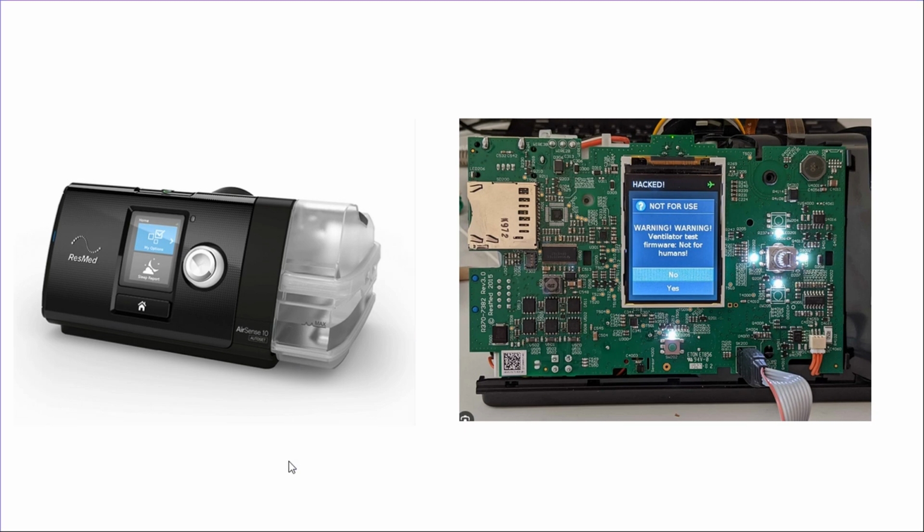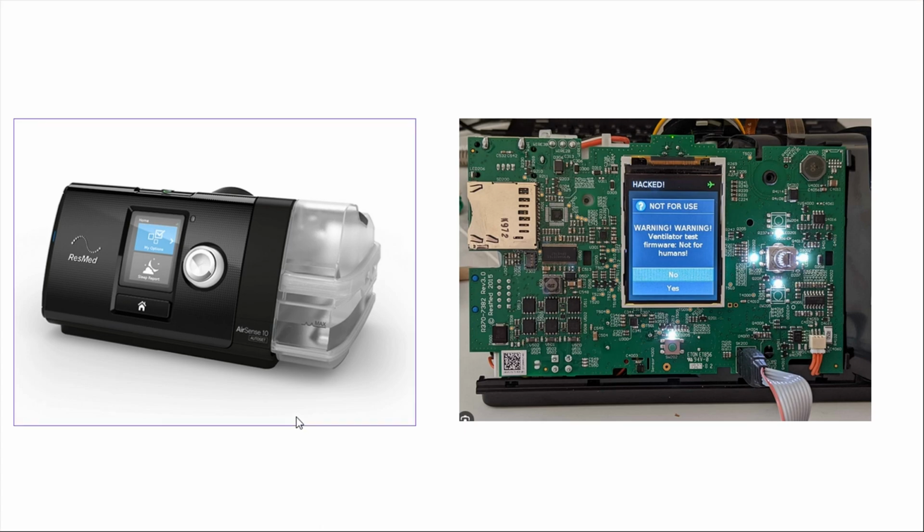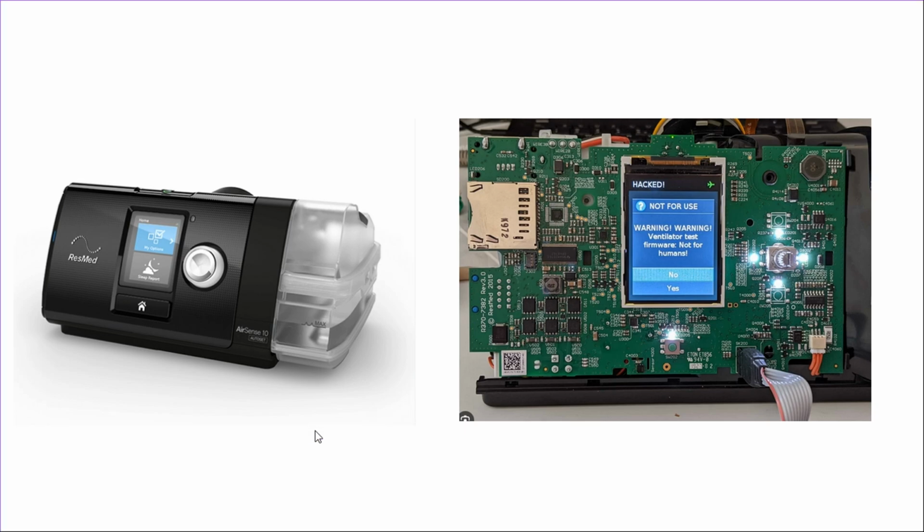Today we're going to be taking a look at the AirSense 10. This is a generation behind the current AirSense 11, but still relevant enough and still used by hundreds of thousands of patients. So it's going to be a good indicator as to what kind of electronics we're going to be utilizing in this project.